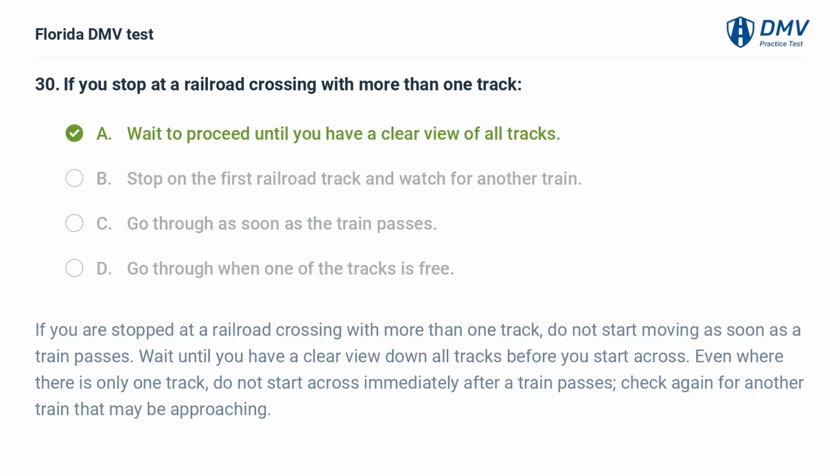A. Wait to proceed until you have a clear view of all tracks. If you are stopped at a railroad crossing with more than one track, do not start moving as soon as a train passes. Wait until you have a clear view down all tracks before you start across. Even where there is only one track, do not start across immediately after a train passes. Check again for another train that may be approaching.